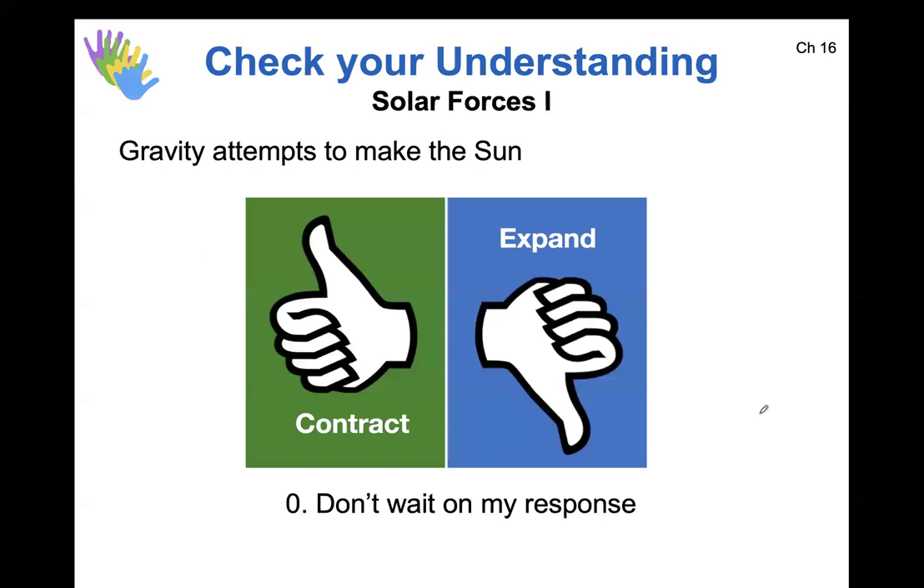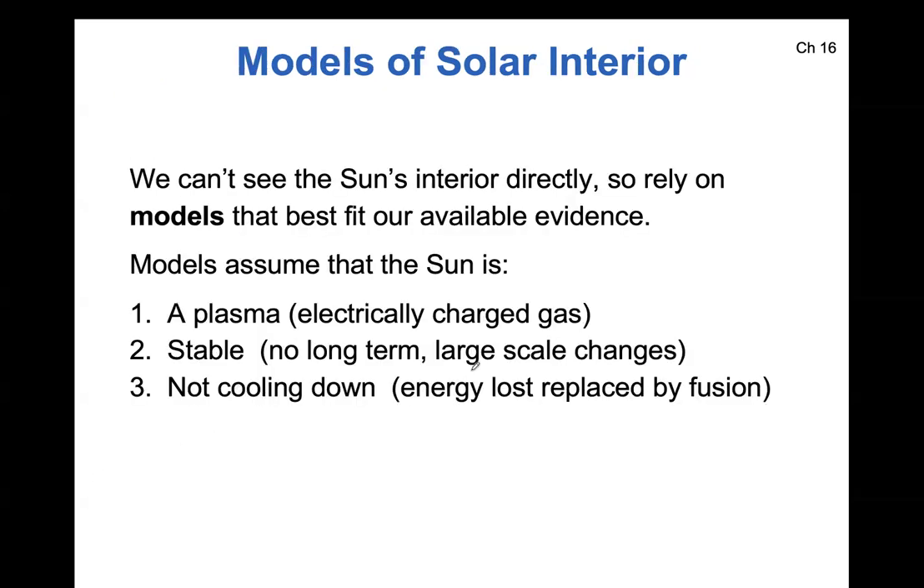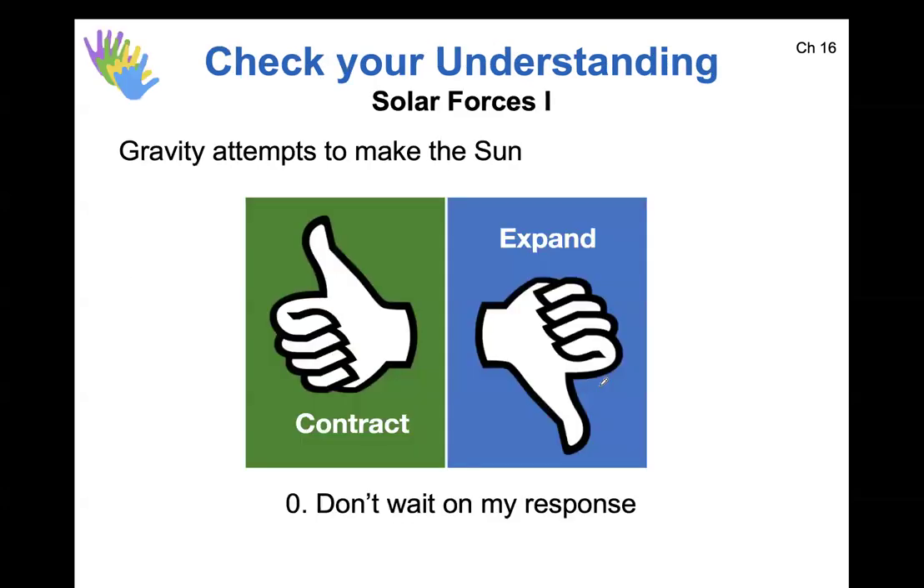And then the gravity attempts to make the sun... well, that's the thing about the equilibrium, right? The stable part. So no large-scale changes. All stars, our sun included, have this balance between gravity, which is inward, and the outward balancing force, which is the fusion pressure, which is just a thermal pressure.